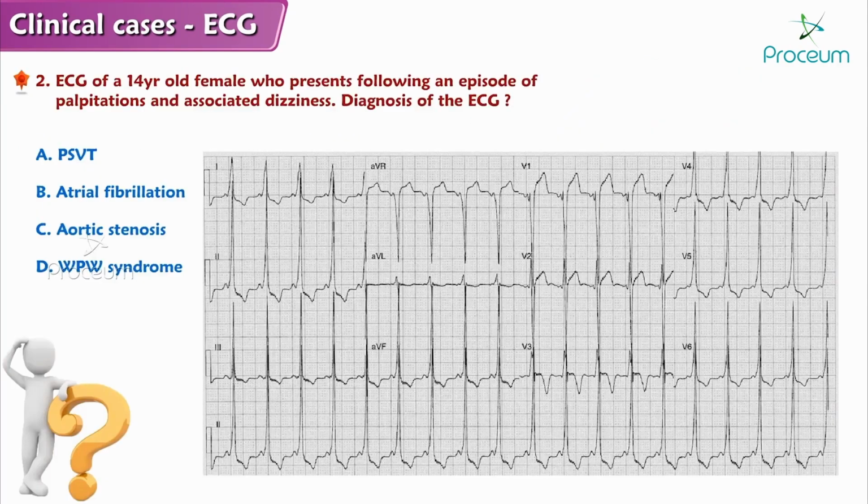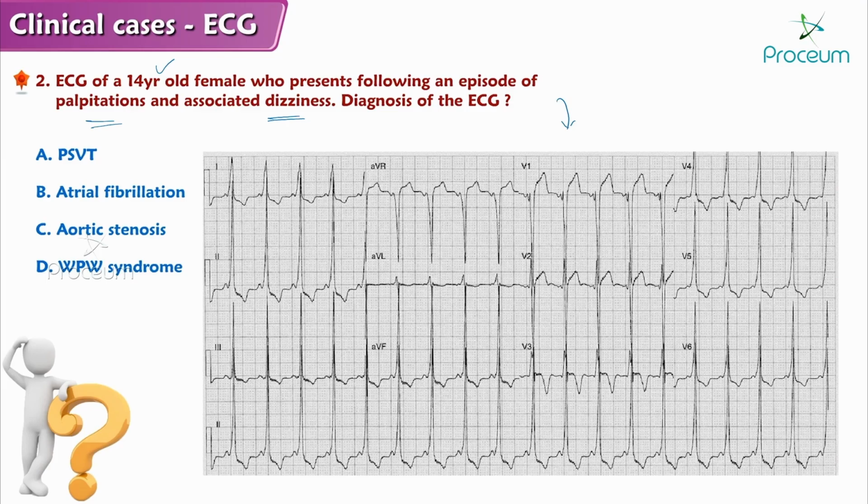Yes, so I have an ECG of a patient who is a 14-year-old female. She presents with an episode of palpitations and associated dizziness. And the ECG has been given to you here. The options are paroxysmal supraventricular tachycardia, atrial fibrillation, aortic stenosis, WPW syndrome.